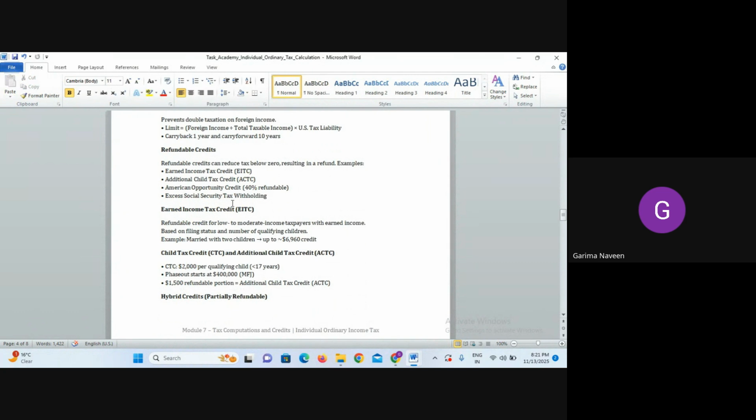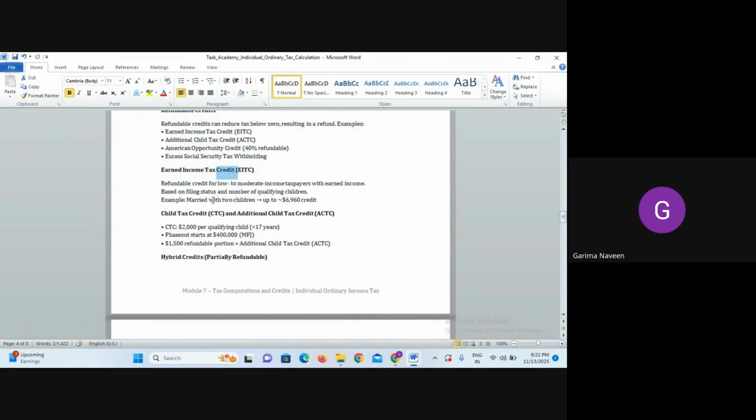So earned income tax credit is primarily given to individuals who have low to moderate earned income. This is based on their filing status and number of qualifying children. To claim this credit, you should have some earned income and generally have some qualified children. Depending upon your filing status and qualified children, you can get this credit. For example, if someone is married and has two children, then up to this amount he can get the earned income credit.